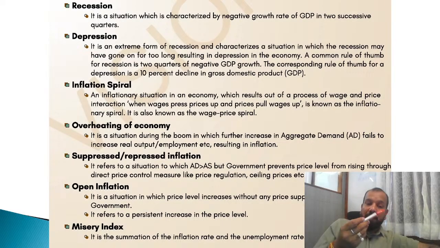Cost push: if the factors of production cost increase, meaning labor cost, wages cost, rubber, plastic cost, electricity cost increase, then at the end of the day you have to increase the prices of the products and services. So that is called the wages price spiral.